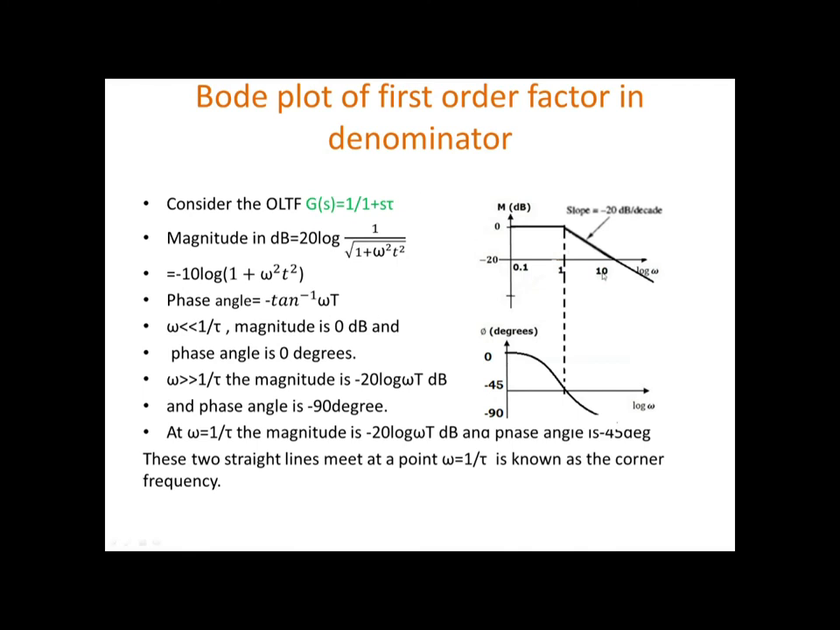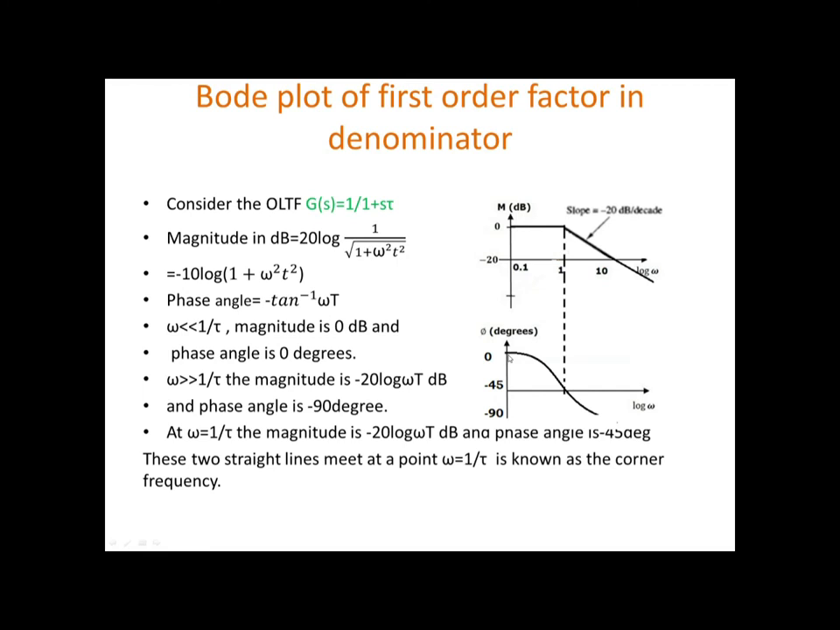So at the low frequency range, when omega is less than 1 by tau, the magnitude is 0 dB and the phase angle is 0 degree. This is a phase plot, and this is 0.1. Omega is varying from 0.1, then per decade, that is 1, 10 like this. So at 0.1 the magnitude is 0 dB from 0 to 1, and here the angle is 0 degree.